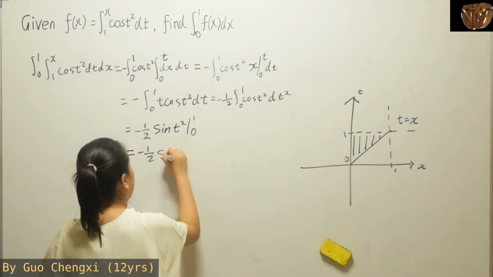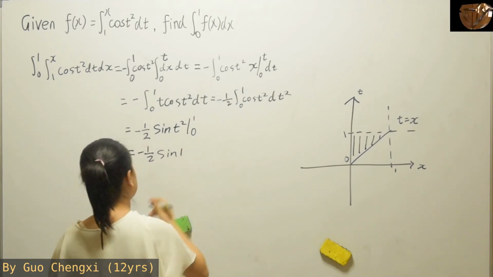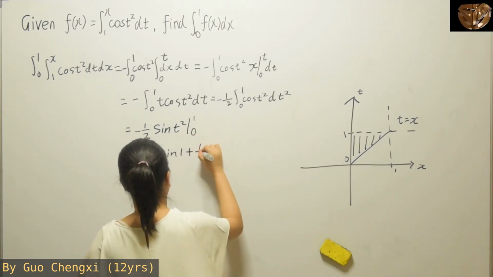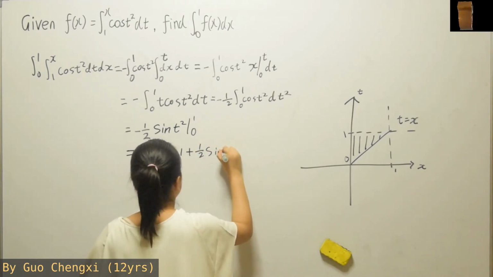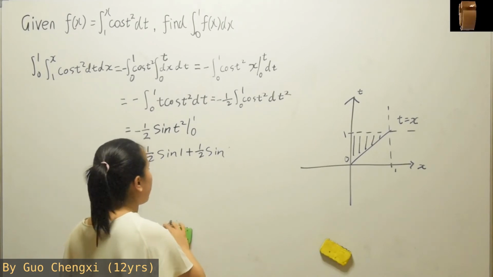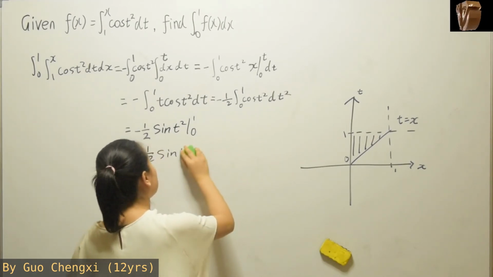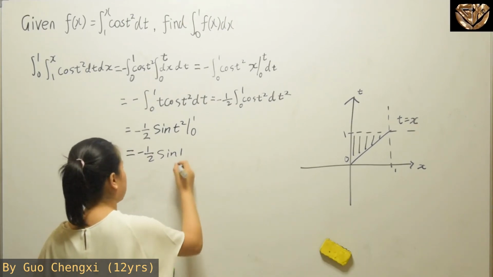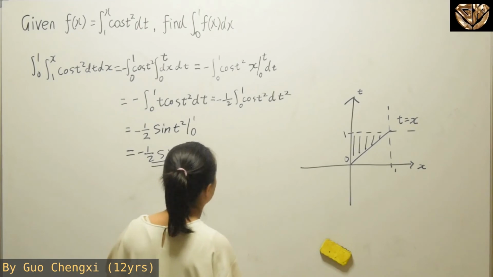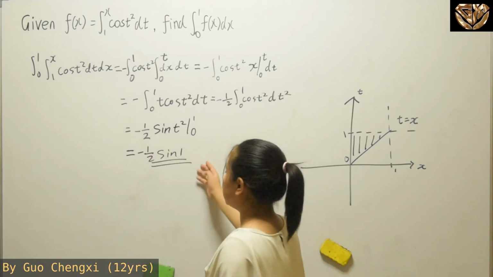Okay, now that we have this, we can substitute inside and we will get negative half sine 1 squared, which is still 1, minus this, which will become plus half sine 0 squared. But what is sine 0? Since sine 0 is 0, our result will be negative half sine 1. So this is the result that we get.